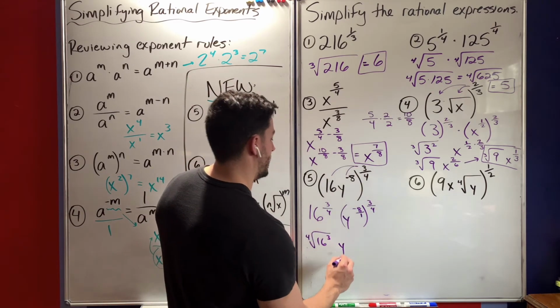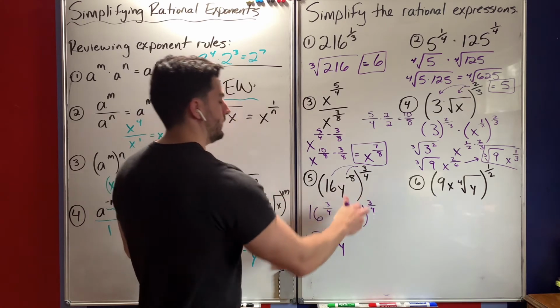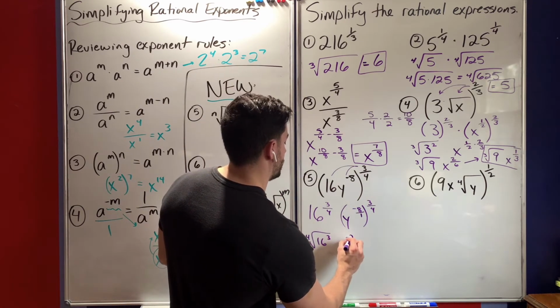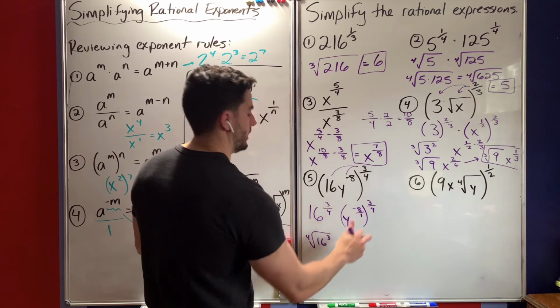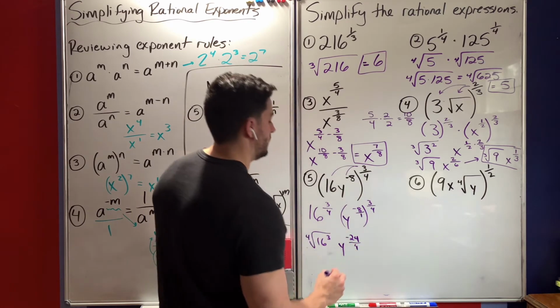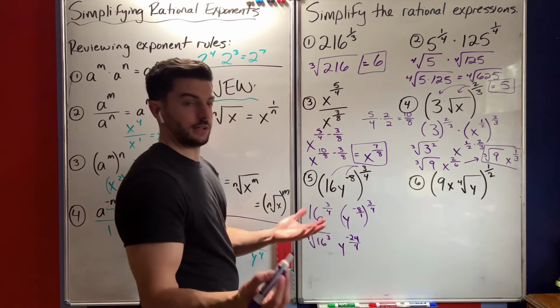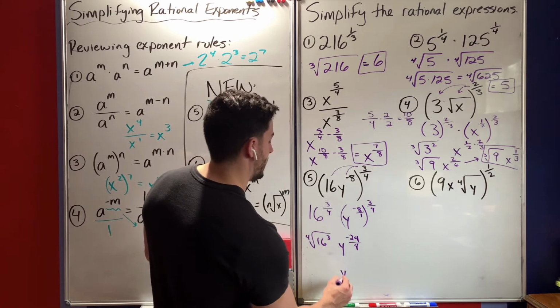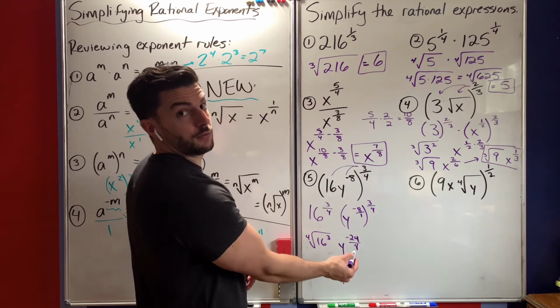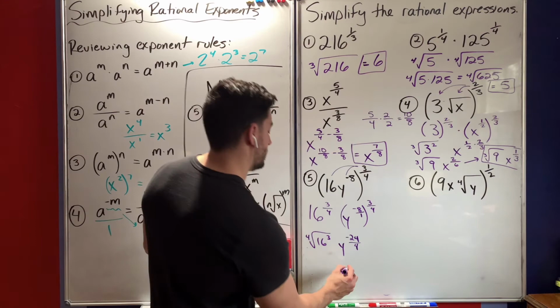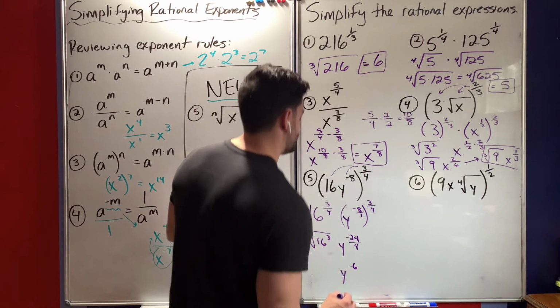So this is saying y to the negative 8 times 3 would be negative 24, and then 1 times 4 would just be 4, okay? So that part, at least, is pretty simple, right? Y, negative 24 divided by 4, right? That's an actual fraction, so I can change that to just a negative 6, okay?